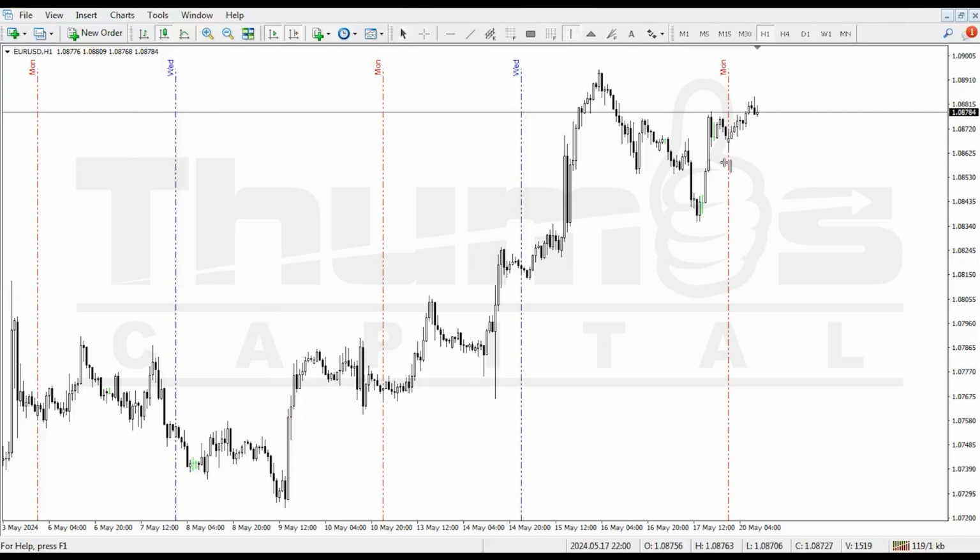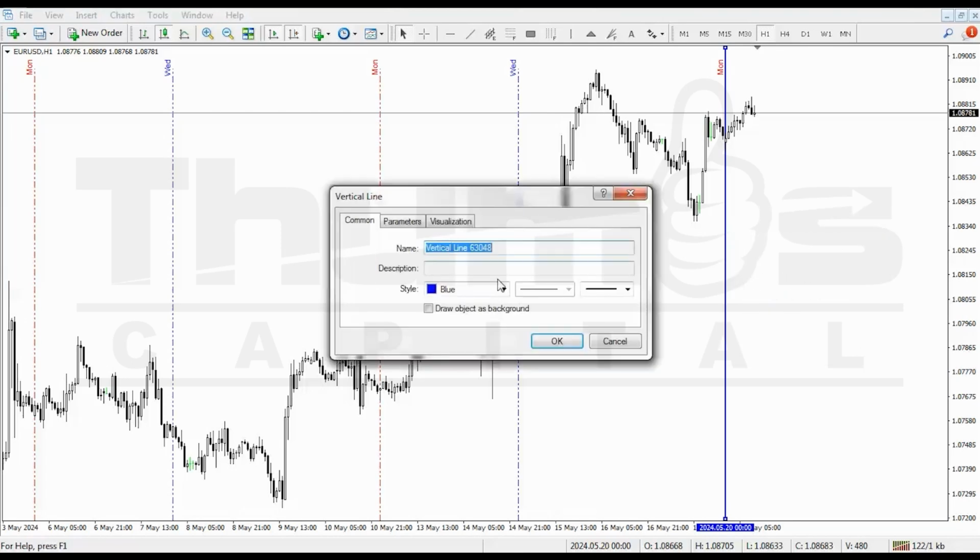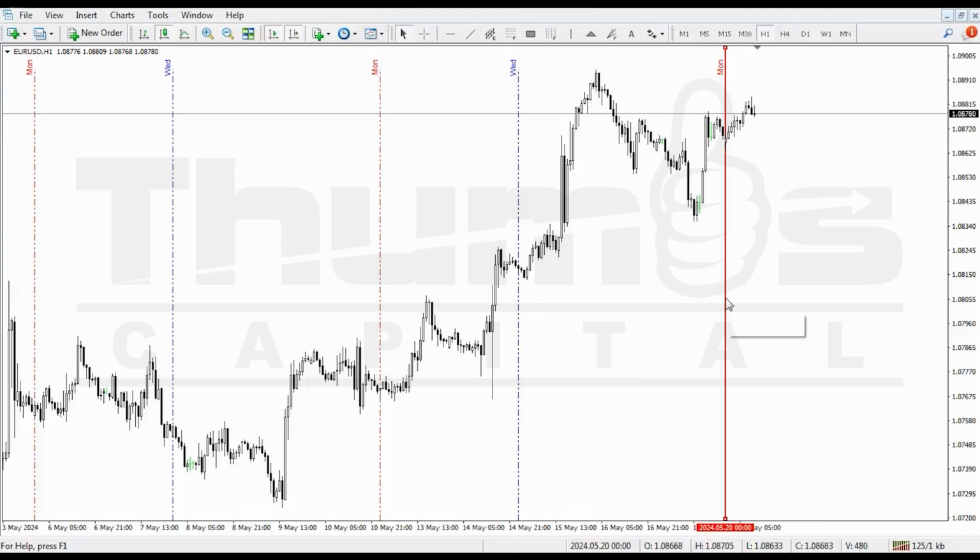On Monday, I came on the charts looking for a sell setup on EURUSD. So I marked Monday open with a red vertical line to visually represent that I am bearish. I also marked the end of Tuesday with a vertical line to see the period I'm looking to trade.